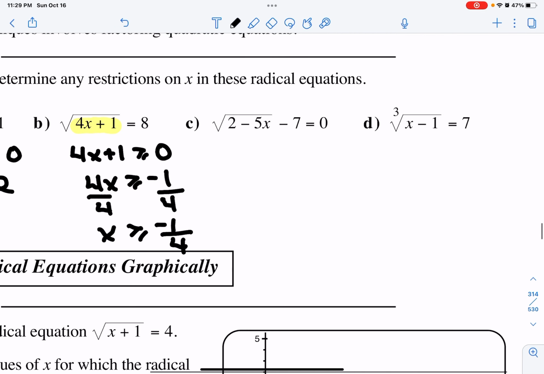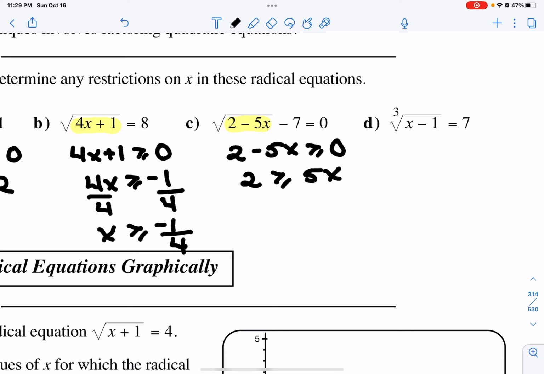Let's go to my next example here. What if I take my radicand here? I go 2 minus 5x must be greater than or equal to 0. I add the 5x across, so this becomes 2 is greater than or equal to 5x. I divide by 5, and x is less than or equal to 2/5.